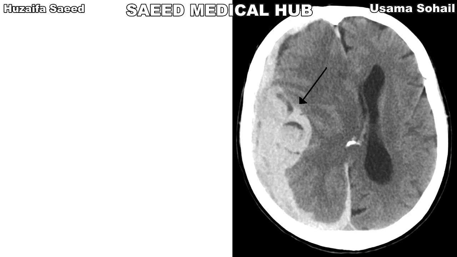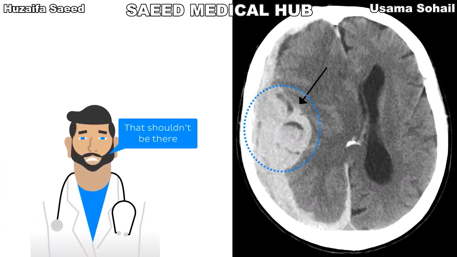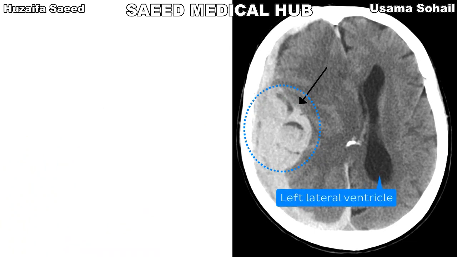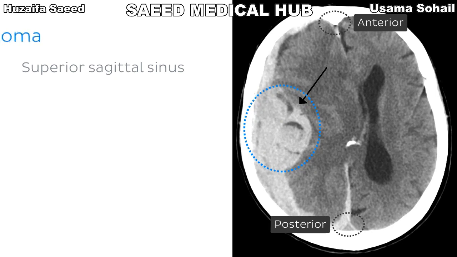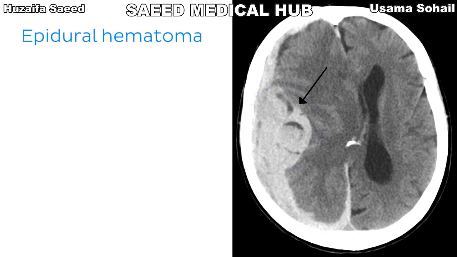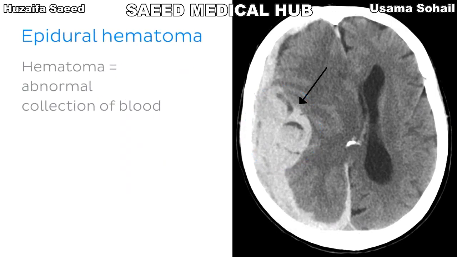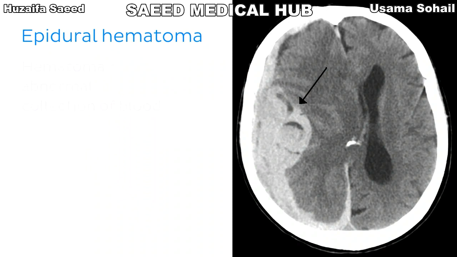So we have a black arrow, and that's pointing to a collection of blood that is pushing into the brain. And after having studied cross-sections of the brain, you'll come to know that this is not normal. So a normal structure that we can identify in this image is one of the lateral ventricles here. And we can also see two openings of the superior sagittal sinus here and here. And the injury we can see here is called an epidural hematoma. A hematoma is an abnormal collection of blood, which we've already identified, and epidural means external to the dura mater.